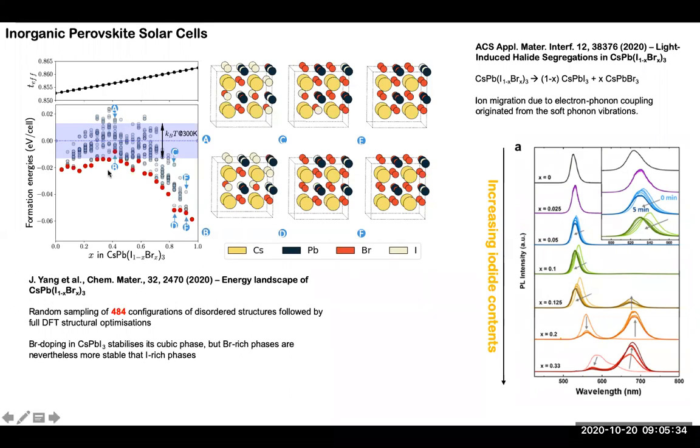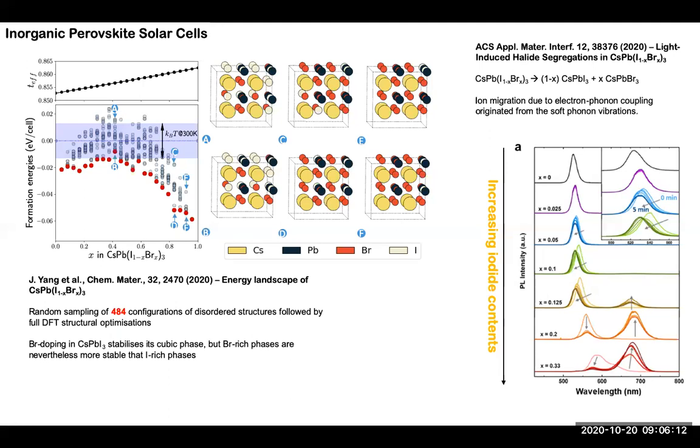And as you can see from this computationally generated landscape, the bromide-rich cubic phase is indeed more stable than the iodide-rich phase. And compared to the pure sample, for example, cesium lead bromide, the stability is much more enhanced at room temperature. So that confirmed to us that alloying is a way to gain some extra stability in the materials.